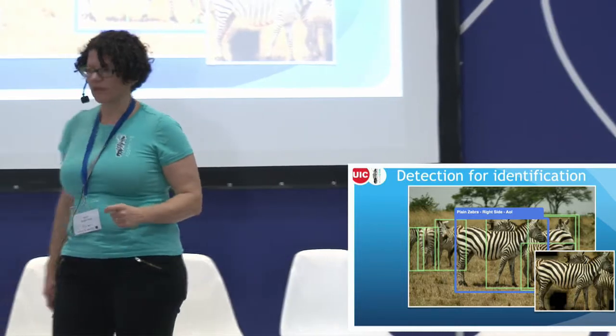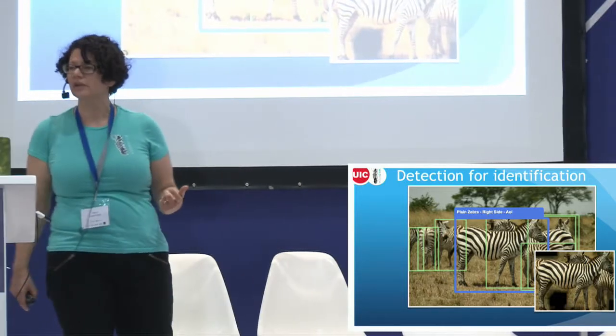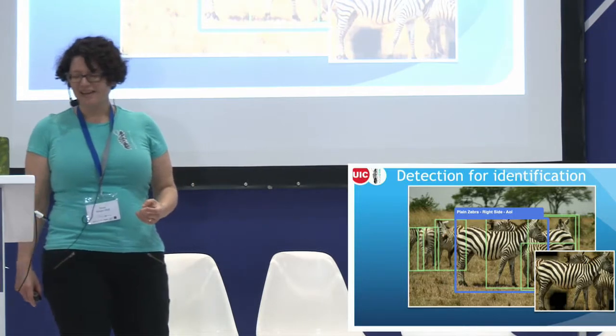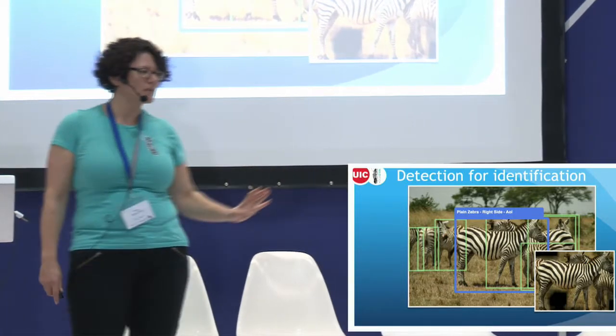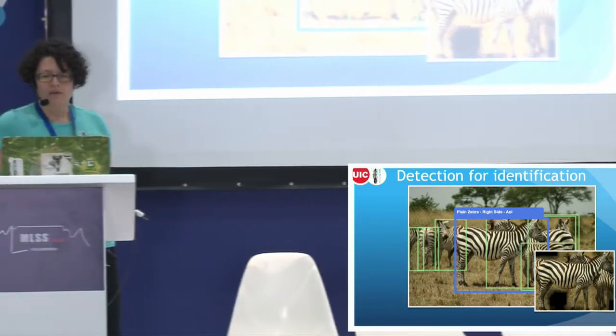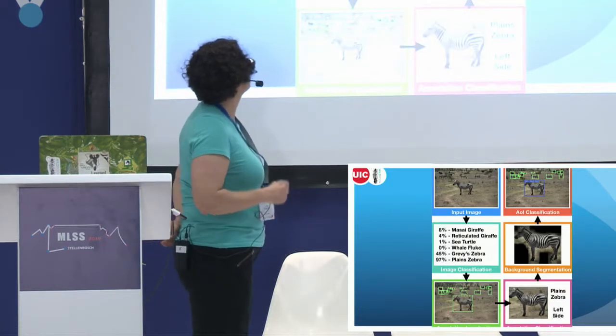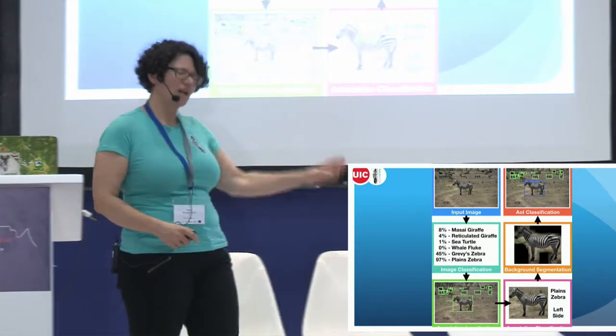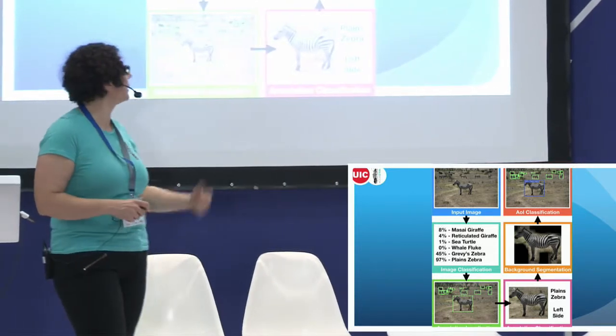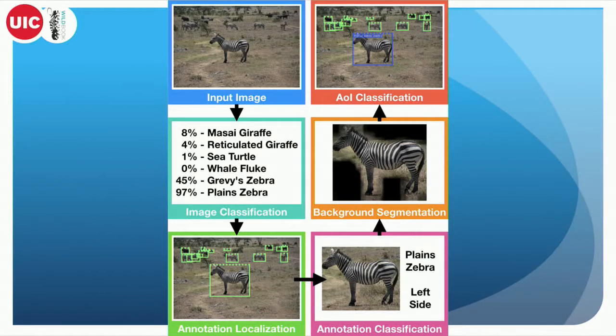So the performance metrics, people often ask us, how accurate is your identification algorithm? We can spend a whole hour talking about the performance metrics that are appropriate in this domain. So let's start actually answering this question. We start with the input image, and we do straight up standard classification using CNNs of what is out there. So we have maybe 8% Maasai giraffe, reticulated giraffe, sea turtle, maybe. And very confidently we have 97% confident we have plain zebra and 45% gravy zebra.